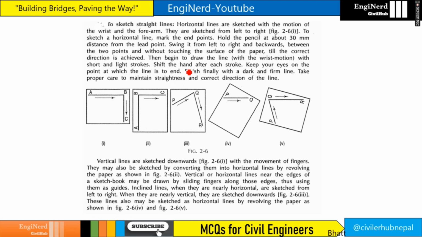This author named Bhatt, he's an Indian writer. He says horizontal lines are sketched with the motion of the wrist and the forearm, so they are sketched from left to right. And vertical lines are sketched downward. Downward means top to bottom, right? So he clearly states that horizontal lines are drawn from left to right, and vertical lines are drawn from top to bottom.